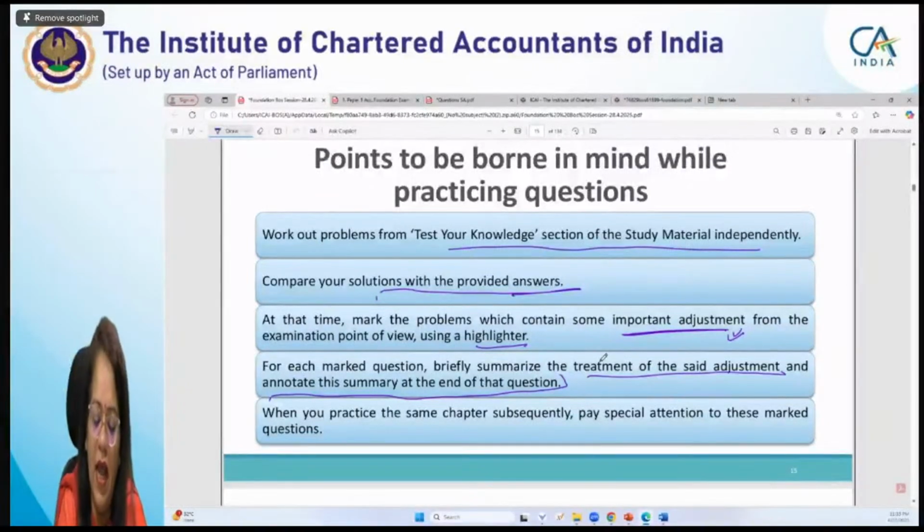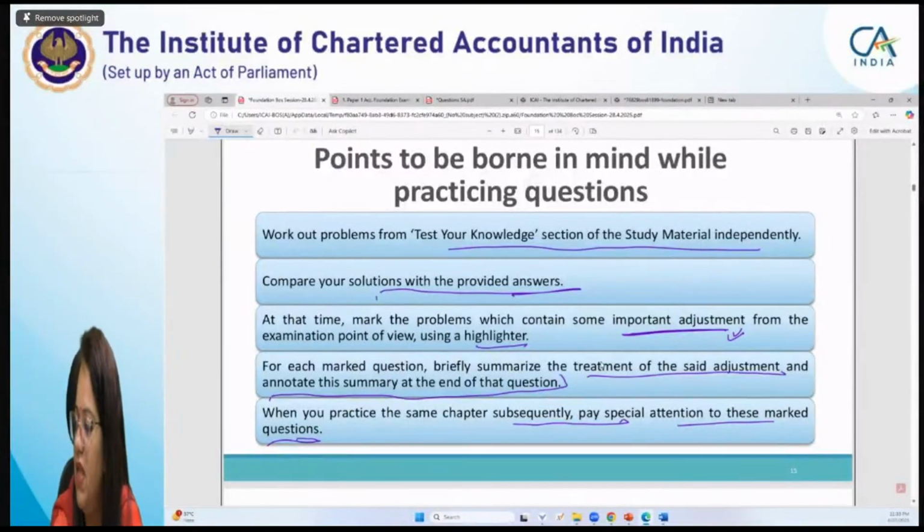All right. And when you practice the same chapter subsequently, pay attention to those marked questions. When you are revising that chapter, please pay attention to the questions for which you have already written the summary. So please focus and practice questions with your own hand, which will always help you to attain good marks in your examination.